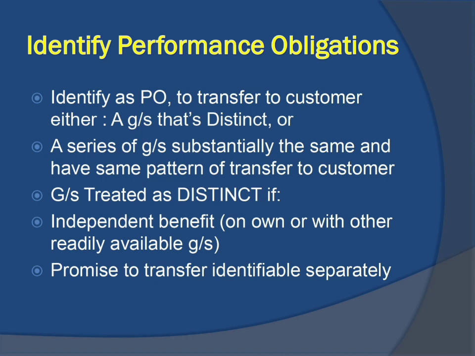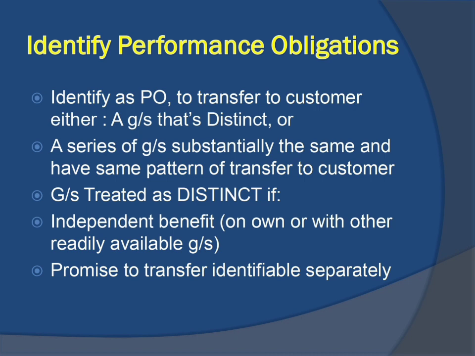The second step of the 5-step model: identifying performance obligations. At the start of the contract, an entity should assess the goods or services promised in a contract with the customer and should identify as a performance obligation each promise to transfer to the customer either a good or service that is distinct, or a series of distinct goods and services that are substantially the same and that have the same pattern of transfer to the customer.